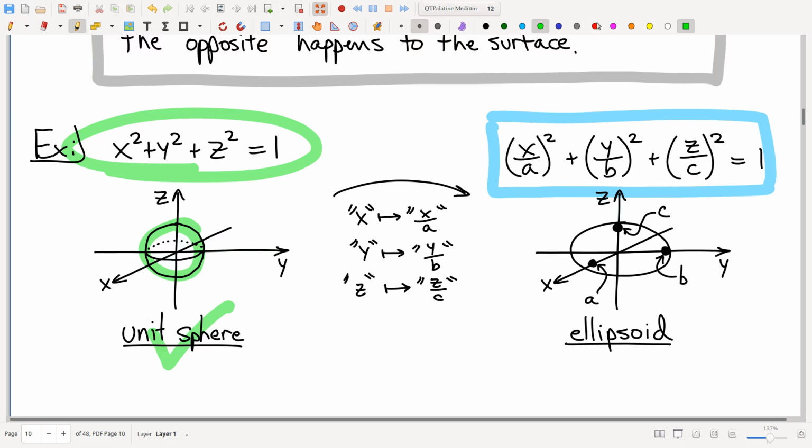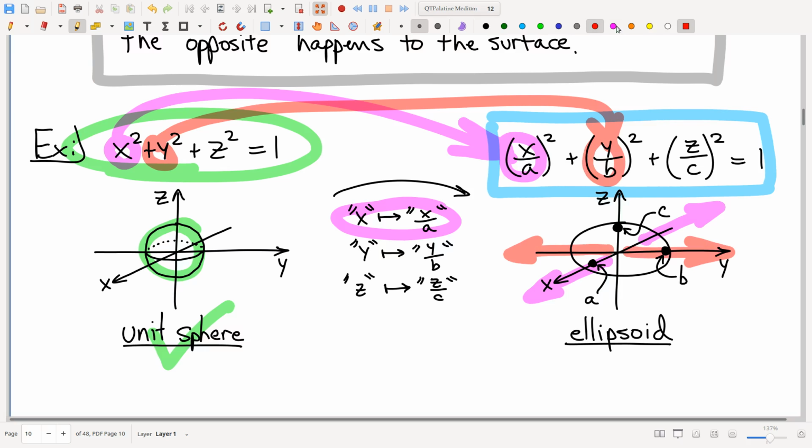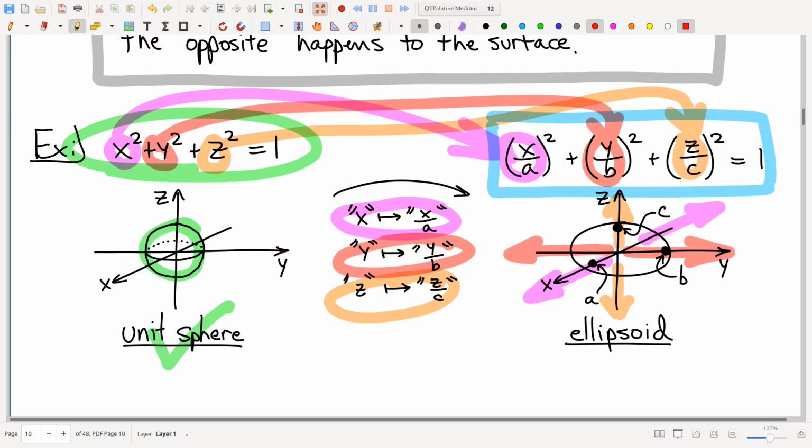And I can show you exactly how to tweak it. Everywhere I see an X, I replace it with X over A. Every X in this original equation, I just replace with X divided by A, and that then is going to stretch by a factor of A in the X direction. And then likewise for the others, Y gets replaced by Y over B. That's going to stretch by a factor of B in the Y direction, and Z gets replaced by Z over C, and that stretches by a factor of C in the Z direction.